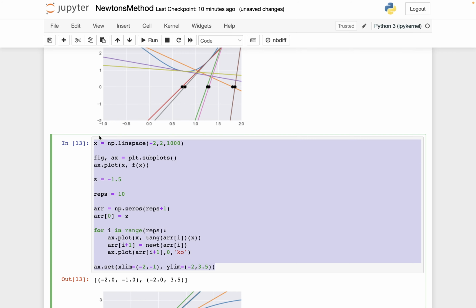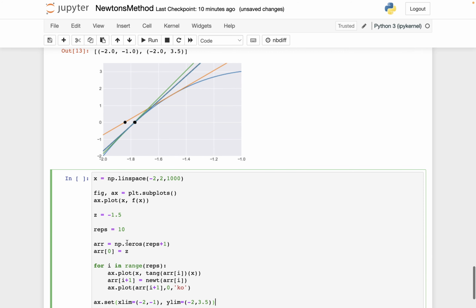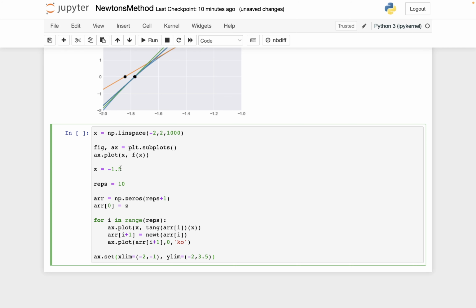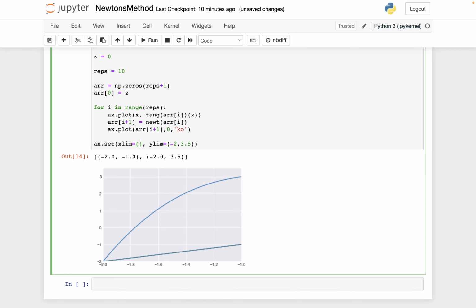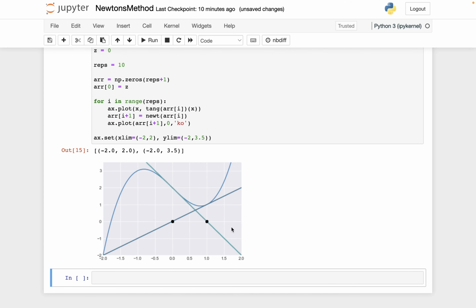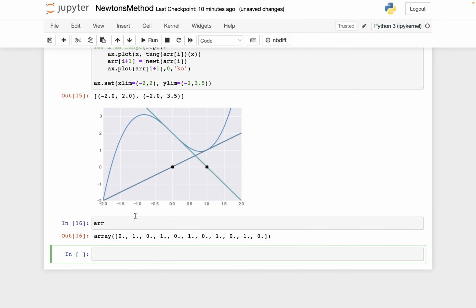Maybe I'll show you one more that's kind of cool. Let me start at 0 instead of starting at either of those other values. And I should go to, let's say, negative 2 to 2. So it looks like there are only two lines, and what is happening? Well, let's look at arr. It's amazing how perfectly this works out. Newton's method is just perfectly oscillating between 0 as our estimate and 1 as our estimate.